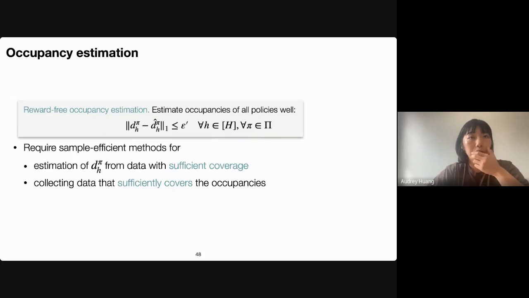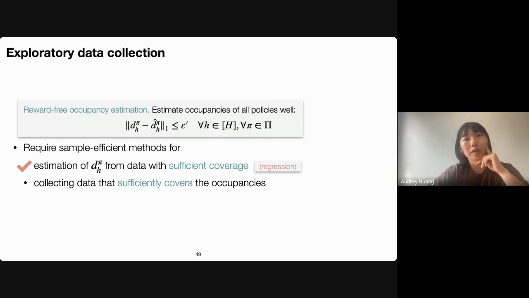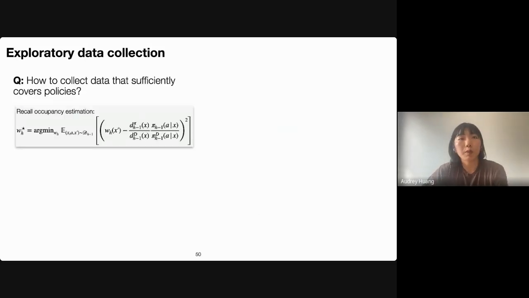That brings me back to the two parts of the online occupancy estimation problem. And at this point, we now have some confidence that we can estimate the occupancies using a regression type method. So the next question I want to tackle is how we can collect data that sufficiently covers these occupancies in the first place. And let's bring back the squared loss objective we proposed for estimating the occupancies just now.